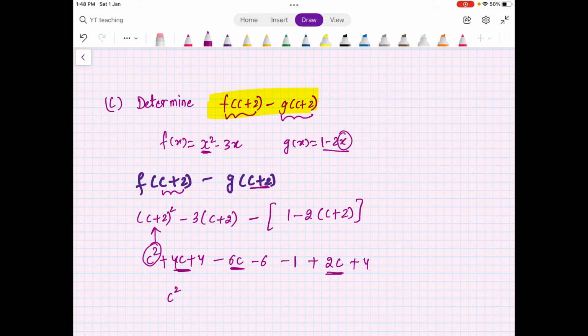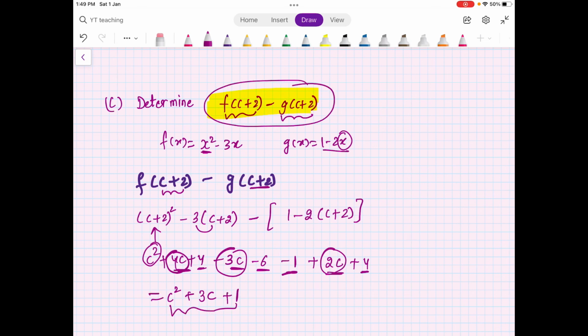Okay, I think we made some mistake. I'm sorry, it's 3c here, okay? Because when you multiply 3 and c, this is 3c here. So this is 4c minus 3c, that is 1c plus 2c, that is 3c. And then you have 4 here, 8 minus 6, that will be 2, minus 1, that is plus 1. So this is your final answer for this particular expression, right?